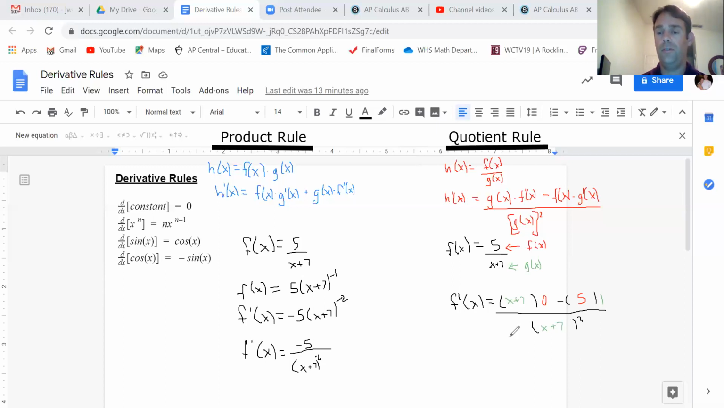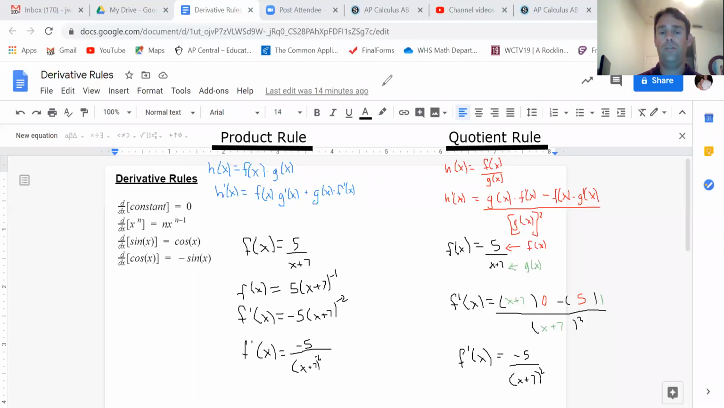And if you notice, it looks something kind of like this. x plus 7 times 0 is 0. So we're left with minus 5 all over x plus 7 squared. So we have this idea of a product rule, of a quotient rule, and we can use them as it helps us out a little bit. So that's going to be the first thing we're going to try to do. We're going to do a little bit with the product rule, a little bit with the quotient rule. Then we're going to see a couple more ways that this might come into play.